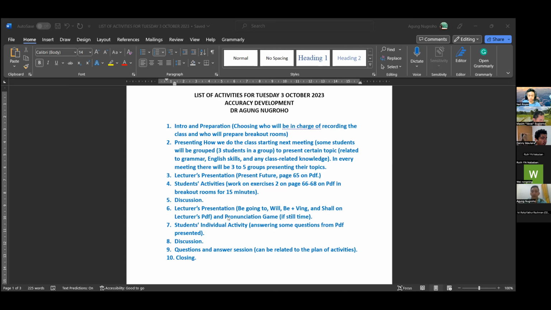And then probably this session will be used for a pronunciation game like last time. We did have a little game of pronunciation. You open Google, you open your dictionary, and you find out how to pronounce some vocabulary in English, and we practice afterward.